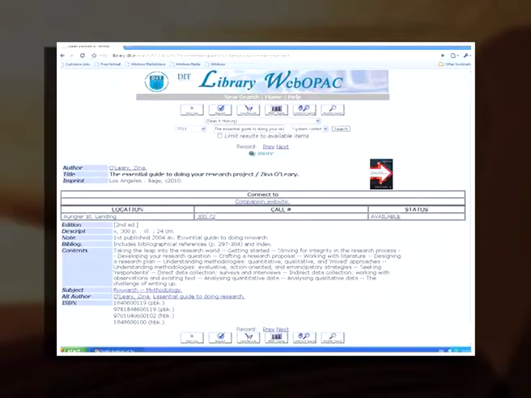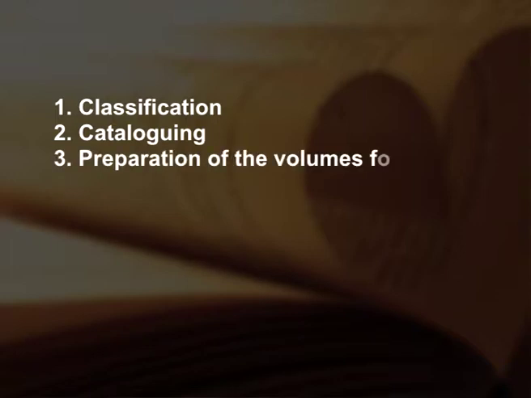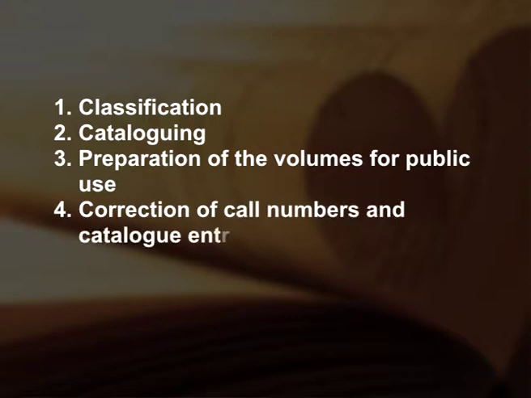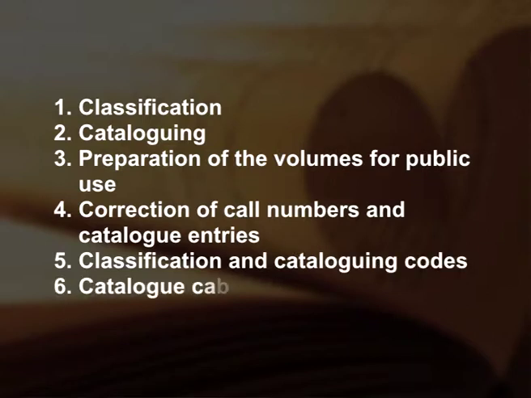The distinctive work of the technical section is to be planned with reference to the following factors. First one is classification, second cataloging, third preparation of volumes for public use, fourth correction of call numbers and catalog entries, fifth classification and cataloging codes, sixth catalog cabinet. In a large library, it is better to plan the work of the technical section on a weekly basis so that the work may be evenly distributed throughout the year.